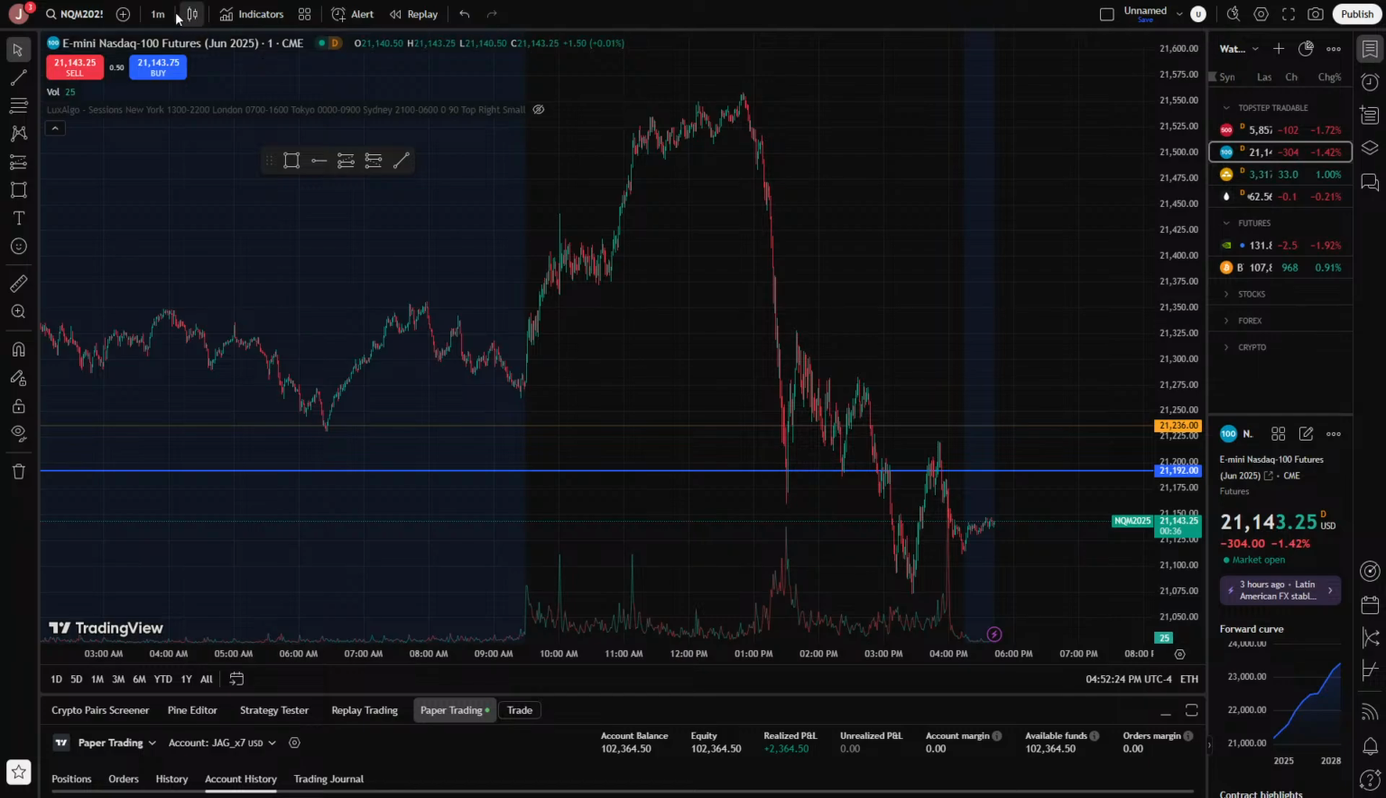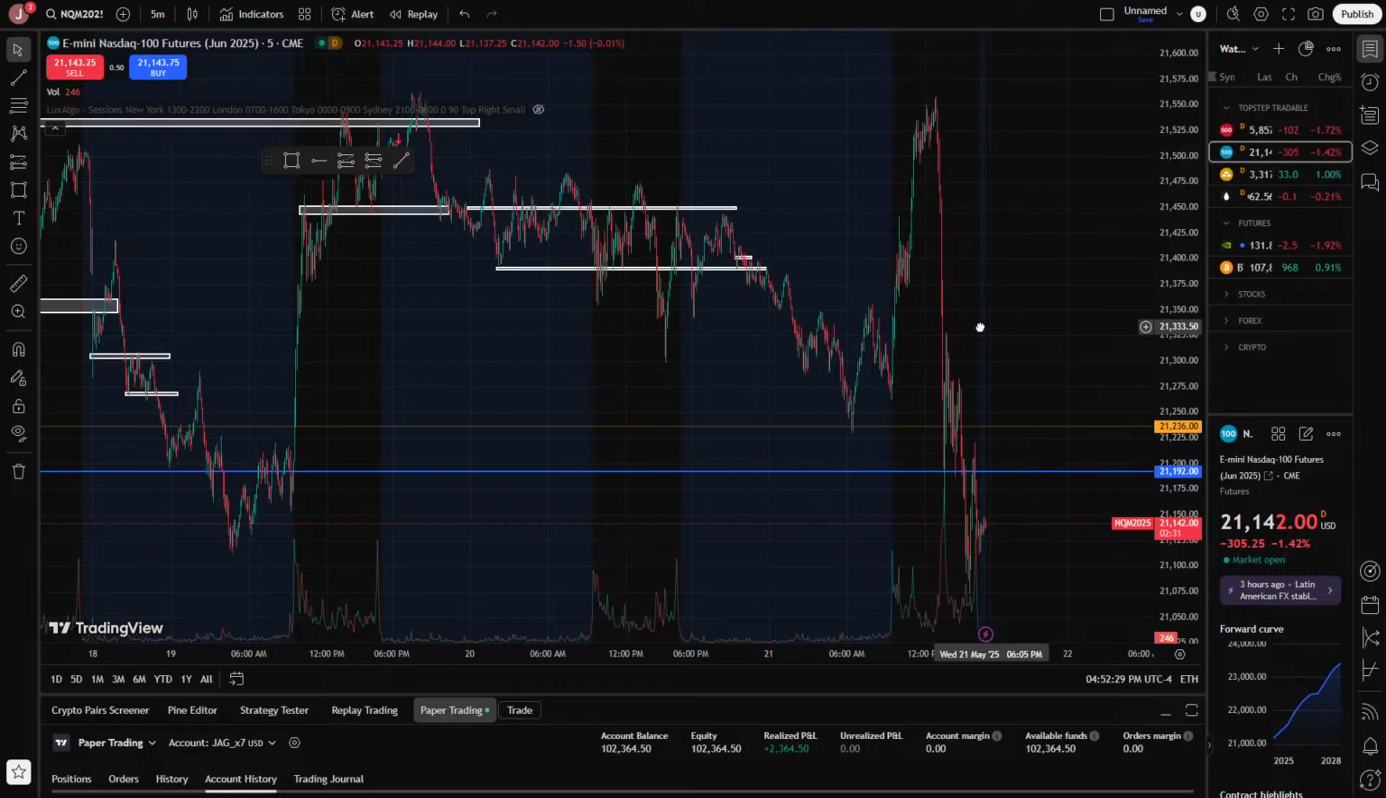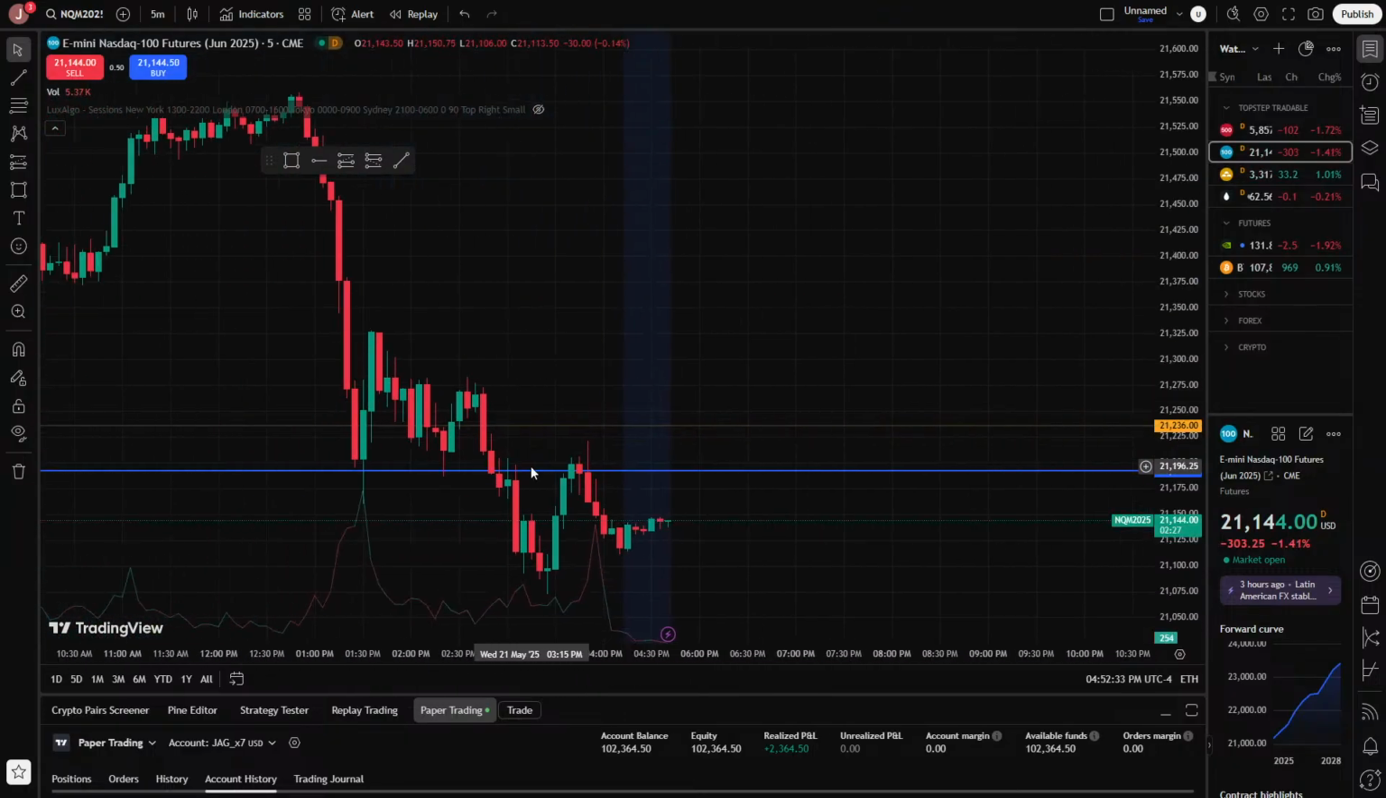I did forget I was in the minute time frames. We're going to move up to the 5 minute just to break it down a little more, and get a general vicinity of what price is doing every 5 minutes.